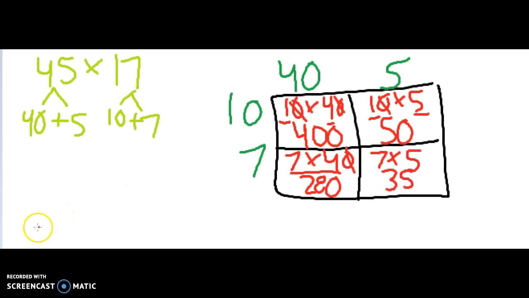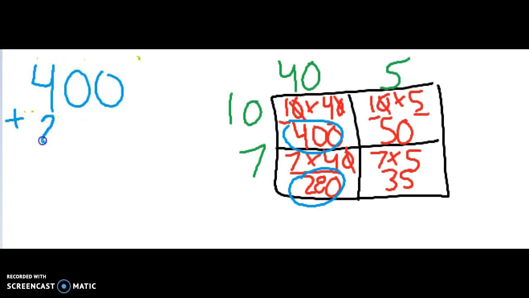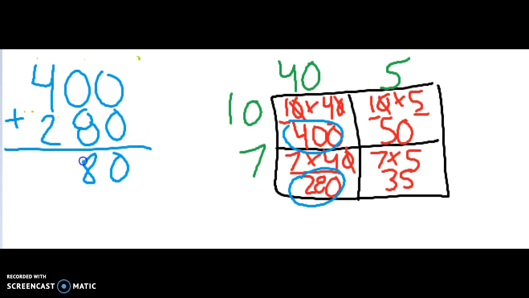Now I'm ready to start adding up my answers. As I pull my answers out to add them, I want to make sure that I'm circling them in the box. I'm going to start with 400 plus 280. 0 plus 0 is 0. 0 plus 8 is 8. 4 plus 2 will give me 6.